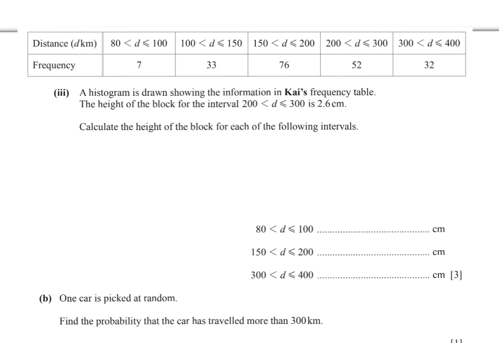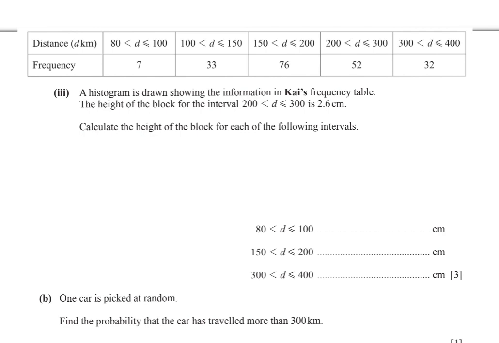Part (iii). A histogram is drawn showing the information in Kai's frequency table. The height of the block for the interval 200 less than d less than or equal to 300 is 2.6. So the height for this interval is 2.6. Calculate the height of the block for each of the following intervals. To find the height in a histogram, the height is the frequency density, or proportional to the frequency density. So we need to find the frequency density for this interval.